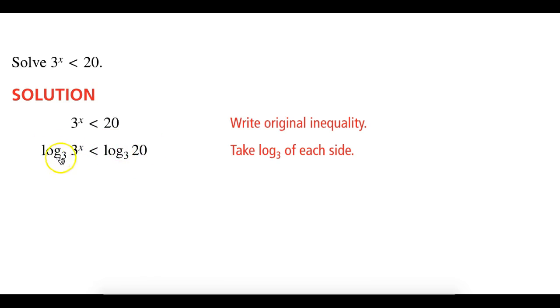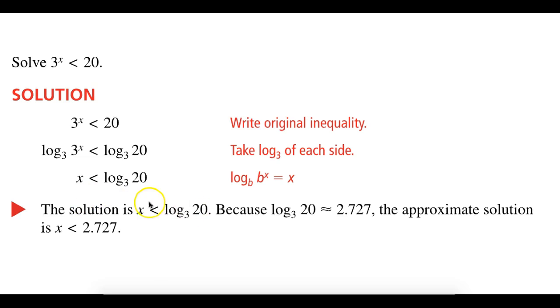As I said, the log base 3 and the 3 are going to cancel out, so we're going to get x is less than log base 3 of 20. Now this is just a straightforward inequality. Log base 3 of 20, you can just plug into your calculator or you can use the change of base formula to get the exact value. Remember that we always want to round it to 3 decimal places. So log base 3 of 20 is roughly 2.727. So our solution would be x is less than 2.727.